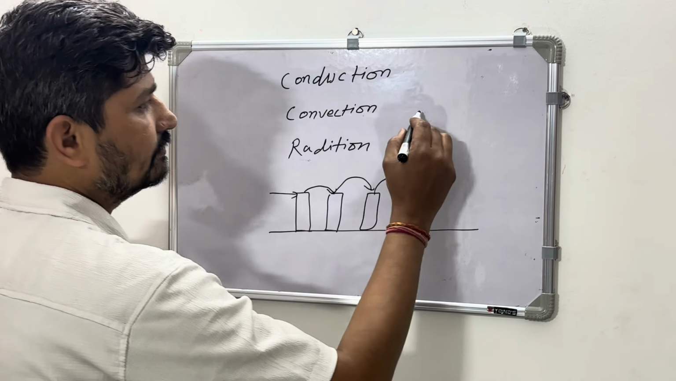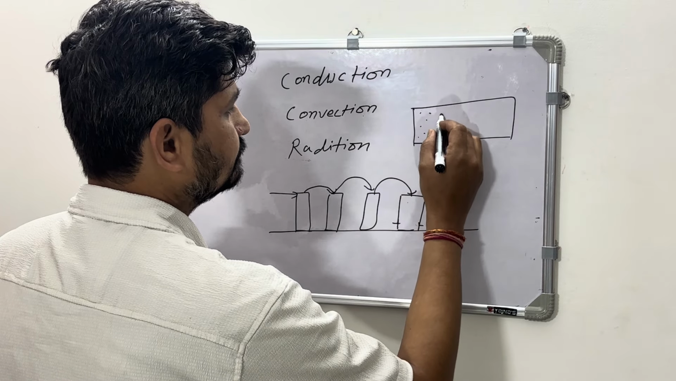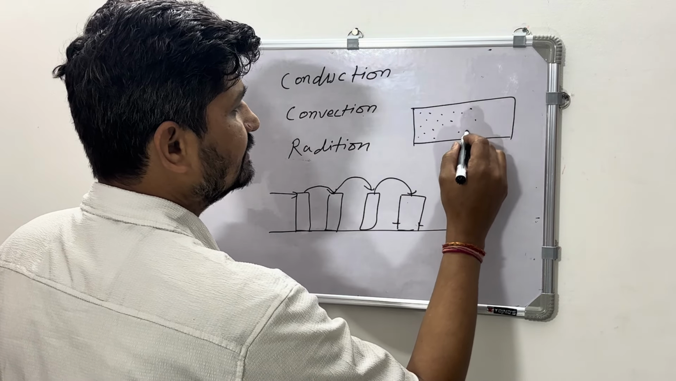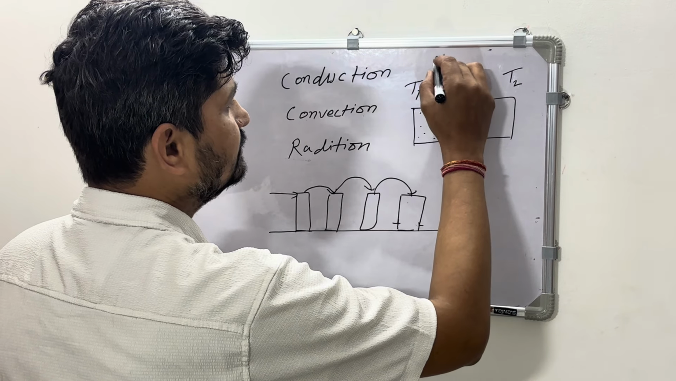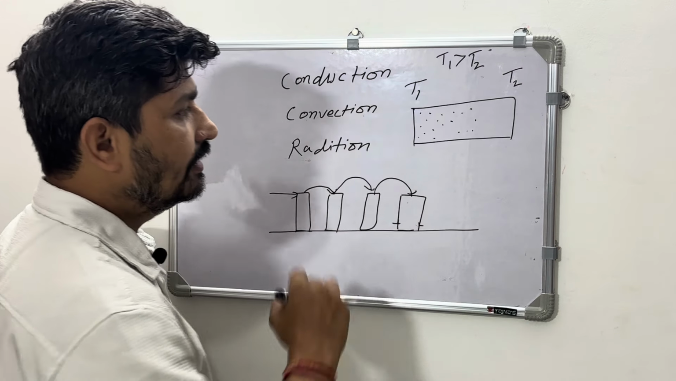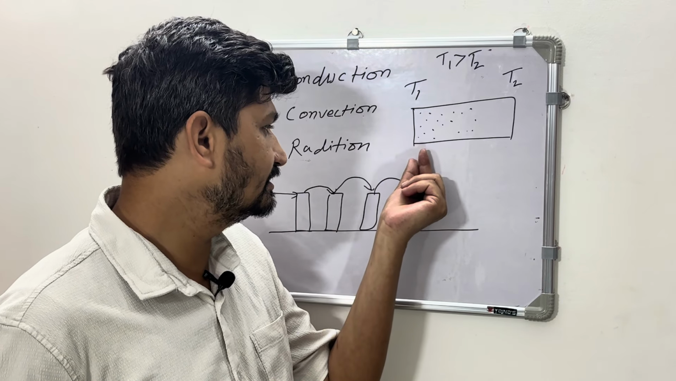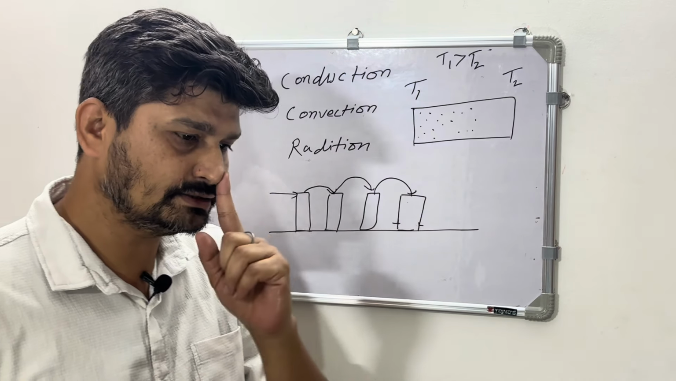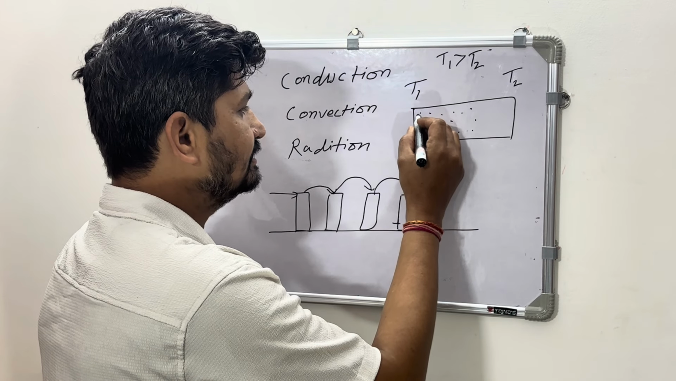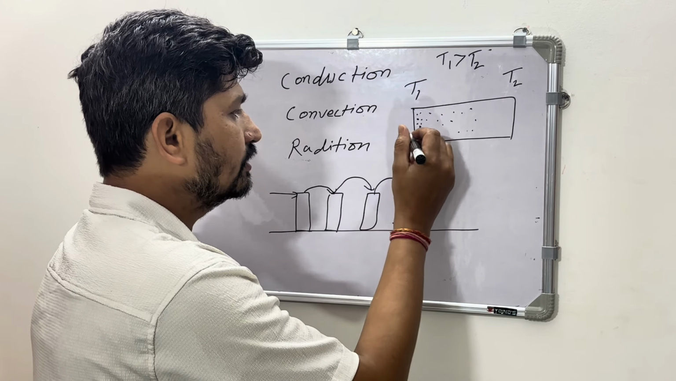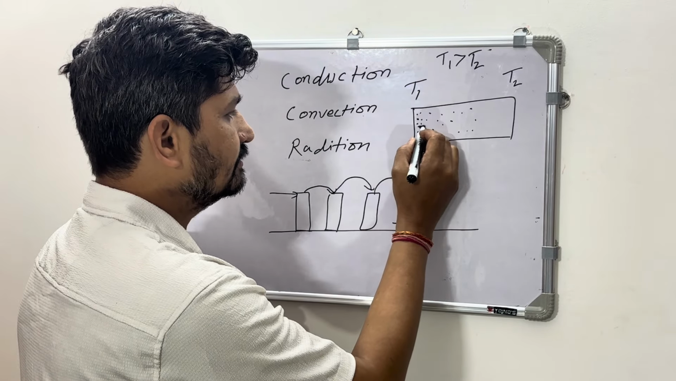Like if we have a material, and we know that the material has molecules. When the temperature increases, suppose this one is at T1 temperature and this one is at T2 temperature, where T1 is greater than T2, suppose it's 100 degrees Celsius and 10 degrees Celsius, then what happens in that case? The molecules near the higher temperature zone absorb energy and vibrate on their axis, like this.